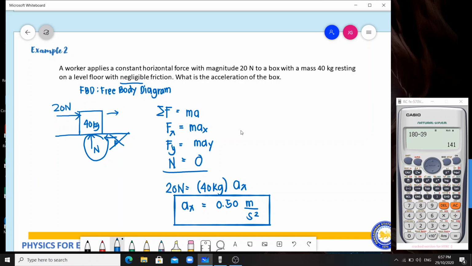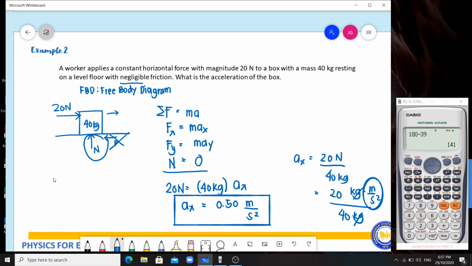Ma'am, paano po naging meter per second squared yun? Diba ang mangyari dyan, AX is equals to 20 Newton over 40 kilogram. Tama ba? And then, ang Newton kasi, diba, if you remember, that is kilogram meter per second squared divided by 40 kilogram. So, magka-cancel si kilogram, magiging meter per second squared.